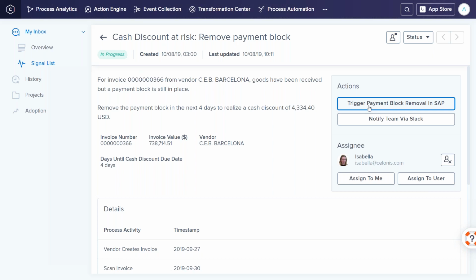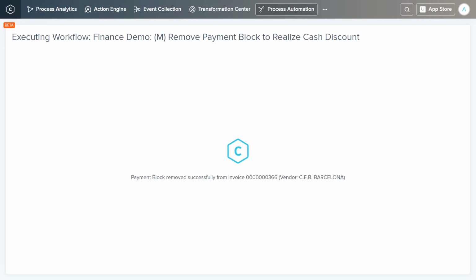So on the right-hand side, I see the actions that I can take, which have been configured, and most prominently, I can trigger the payment block removal directly in the operational system, like SAP as an example. So by clicking on this button, I trigger this workflow by means of really the deep integration, and I get the success message that the payment block has been removed successfully from this invoice.